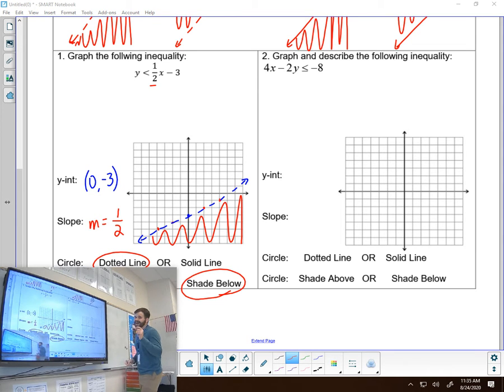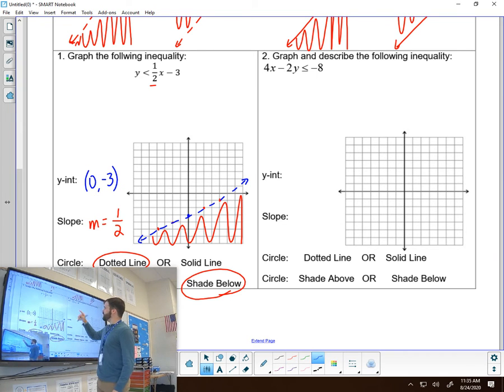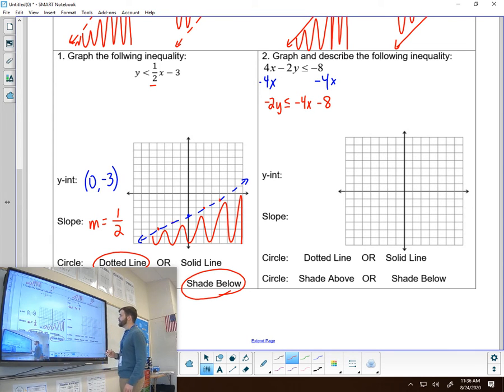This one, I have to solve for y because we want to get it in slope-intercept form. So my first step to solve for y is I'm going to take away this 4x. So I'm going to minus 4x to this side, minus 4x to this side. So we're going to get negative 2y is less than or equal to negative 4x minus 8.